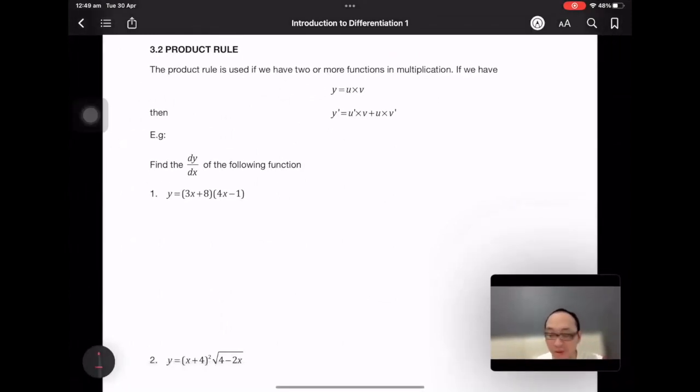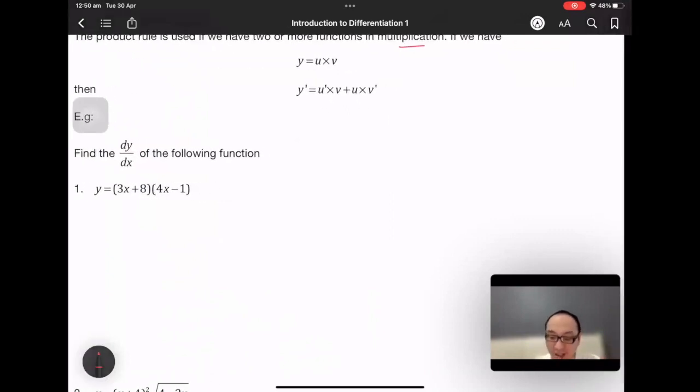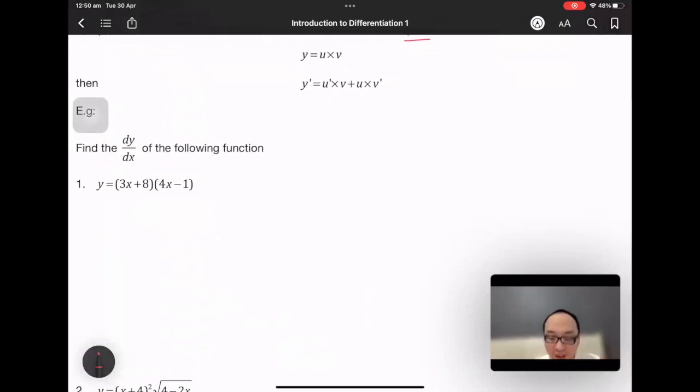Now we move on to the second rule. It's called the product rule. The product rule is used when we have two or more functions in multiplication. So if we have y equals function u times function v, the derivative of the function y is u prime v plus u v prime. So we derive the functions alternately.